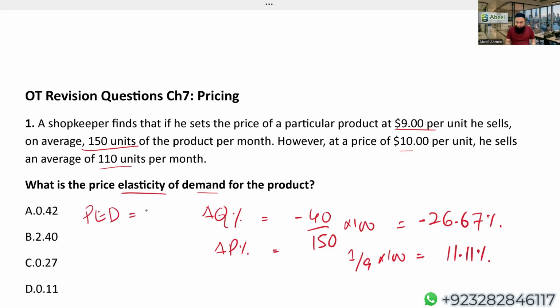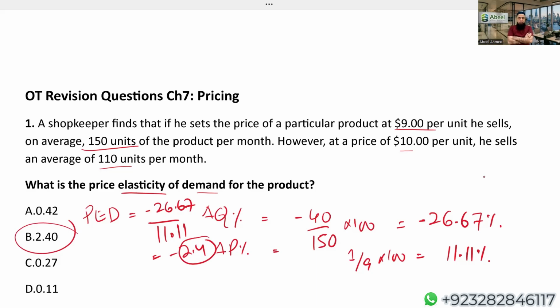Percentage change in quantity demand is negative 26.67. Ignore the percentage sign now. 26.67 divided by 11.11. I'm getting negative 2.4. But in the final answer, actually, we ignore that negative sign as well. So logically, the answer has to be 2.4. We ignore that negative sign, okay? So logically, your answer is B.